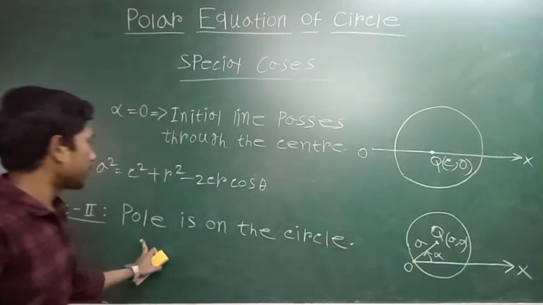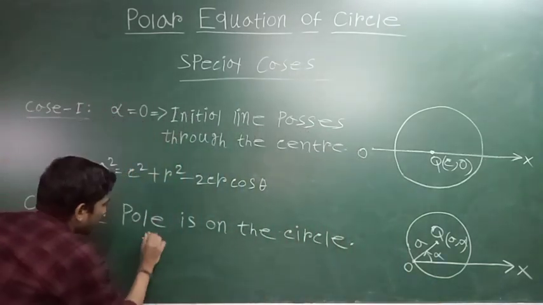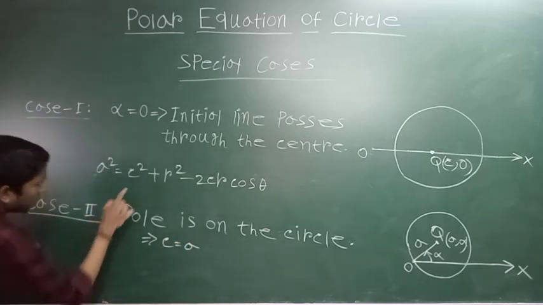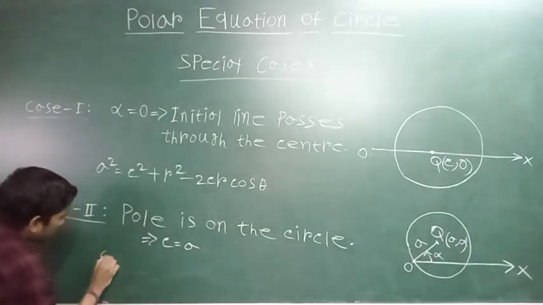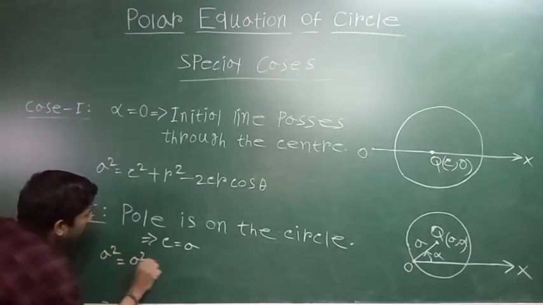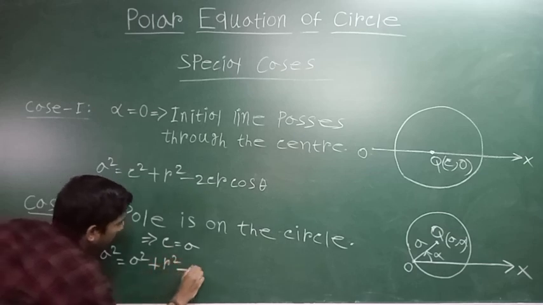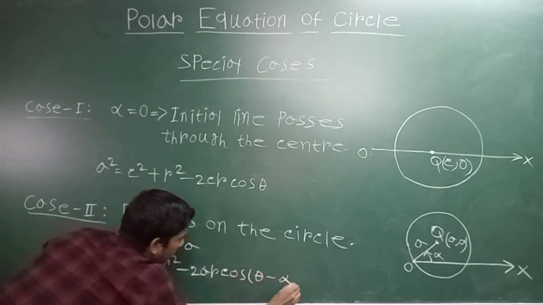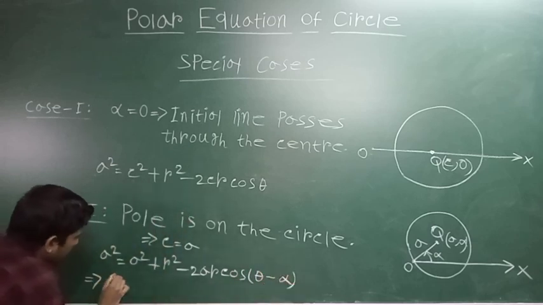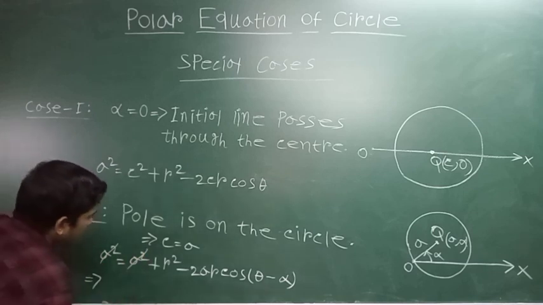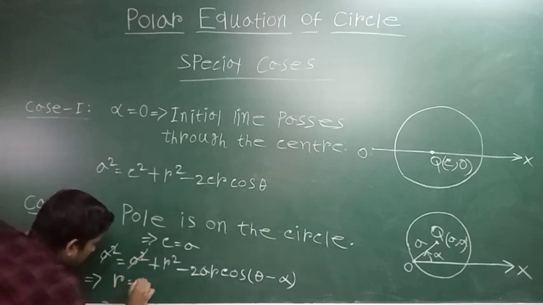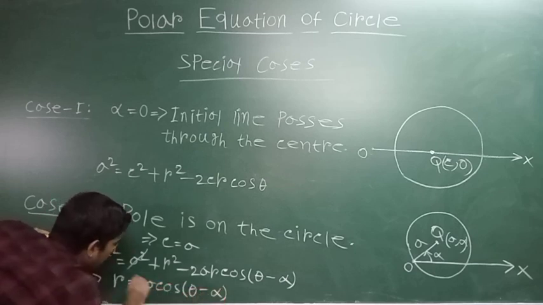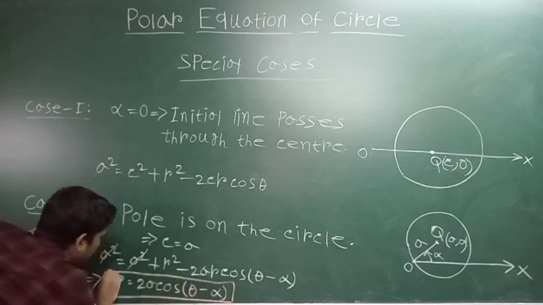So if the pole is on the circle, then C is equal to A. So the equation of the circle becomes, in place of C, we write A: A squared is equal to A squared plus R squared minus 2AR cos of theta minus alpha. If we cancel out A squares from both sides, we get R is equal to 2A cos of theta minus alpha. This is the equation of the circle in that case.